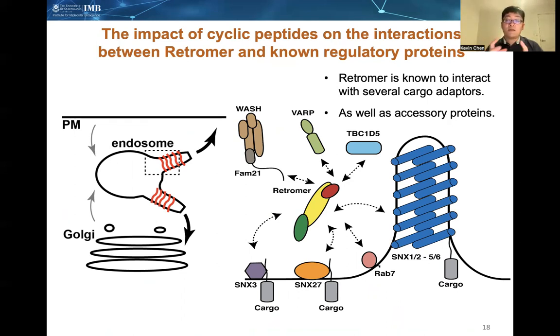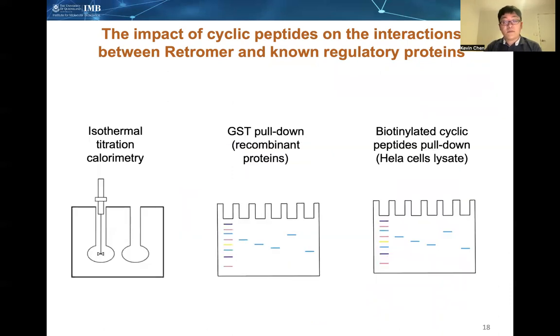So we want to make sure those cyclic peptides will not hamper the interaction, or at least RTO4 will not. Given that there are so many of them, I'll just give two examples. One is TBC1D5, one is SNX27. The way we validate this interaction is using ITC with purified recombinant protein, as well as using the advantage of the cyclic peptide: we biotinylated those cyclic peptides, used streptavidin pulldown, and did the HeLa cell endogenous protein pulldown.